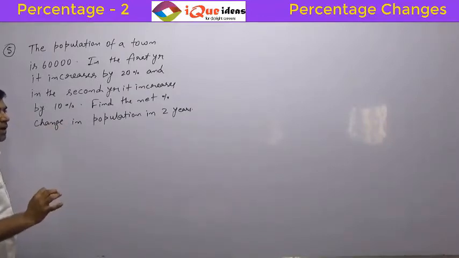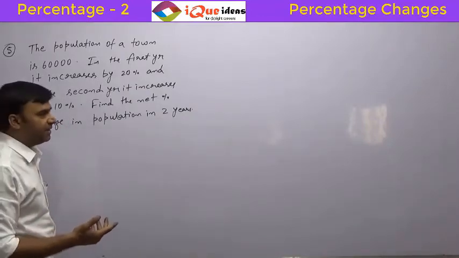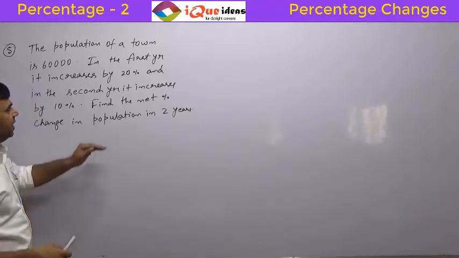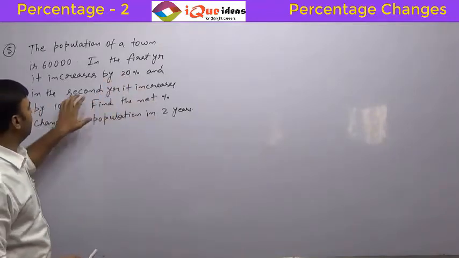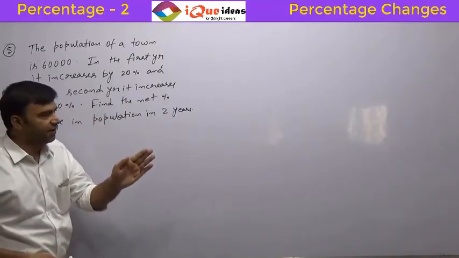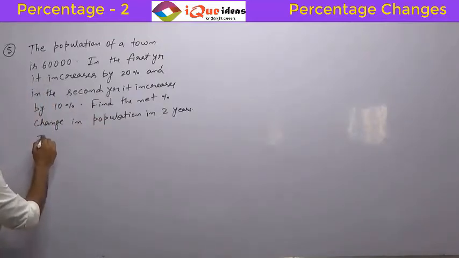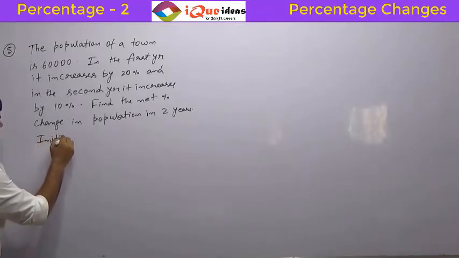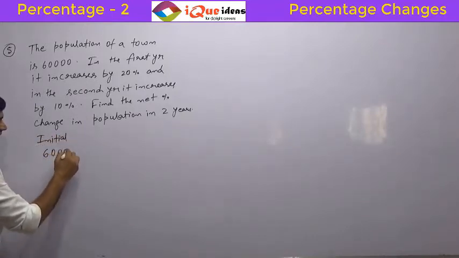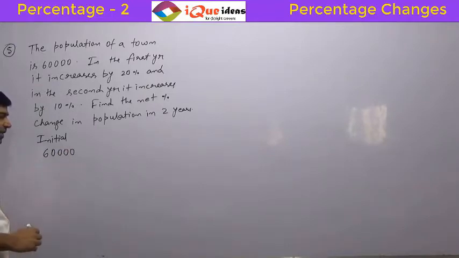Now, one thing that you have to assume by default is that whatever the percentage change in the population, it is always on the existing value. So it is compounded, right? Let's try and understand. So the initial population here is given as 60,000. There are many ways of doing this question. First, I'll take this method.